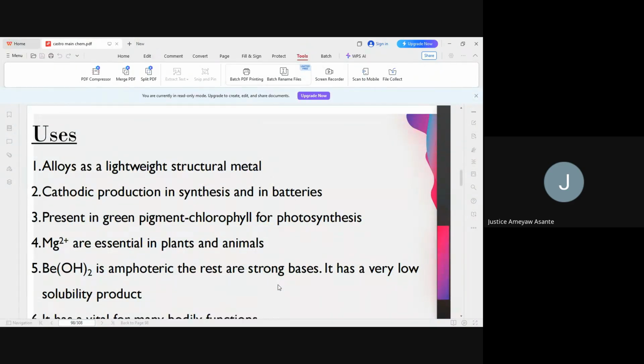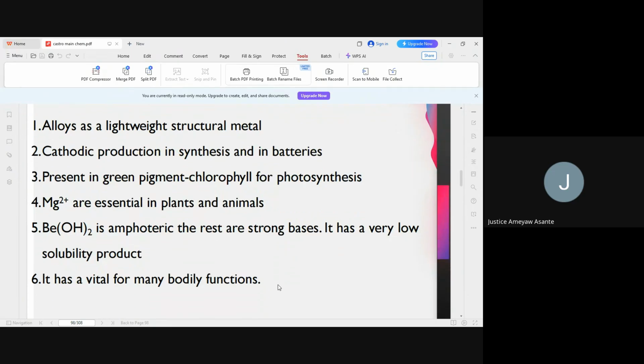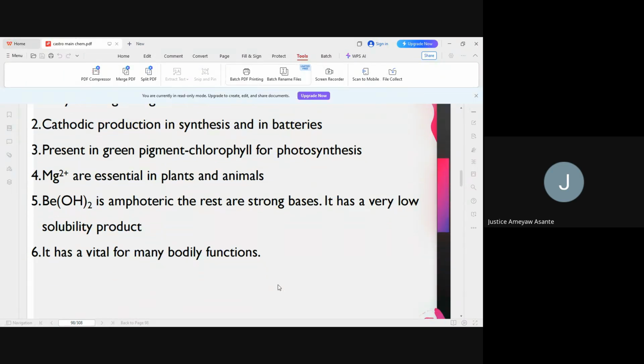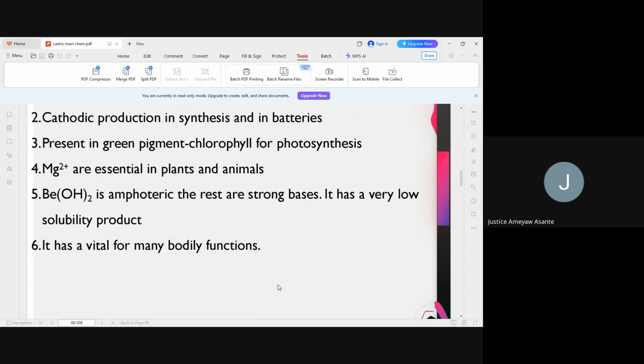What do you use magnesium for? It is light, so it is used for light structural metals and alloys. It is used as a cathodic protection in batteries. It is found in green pigments doing photosynthesis. Magnesium ions are essential for plants and animals. Barium hydroxide is amphoteric, meaning it can behave as an acid and a base.